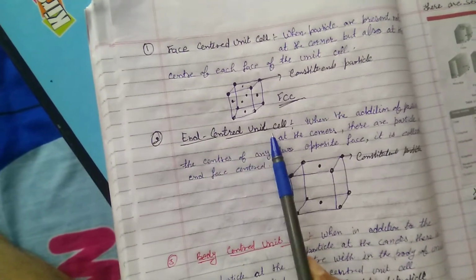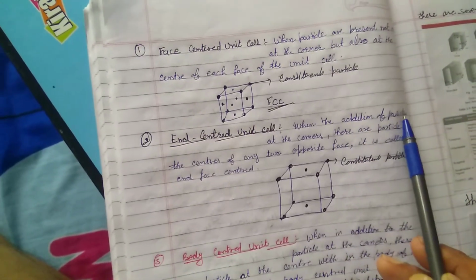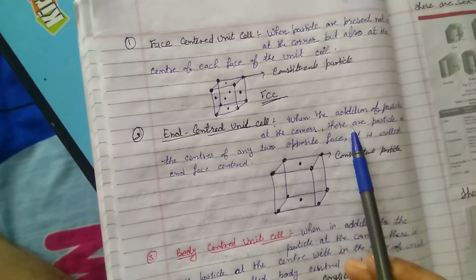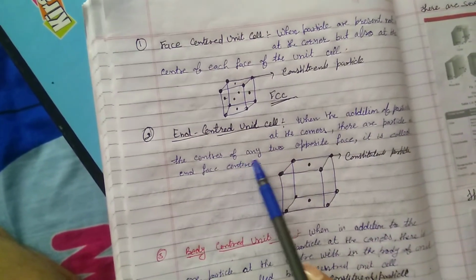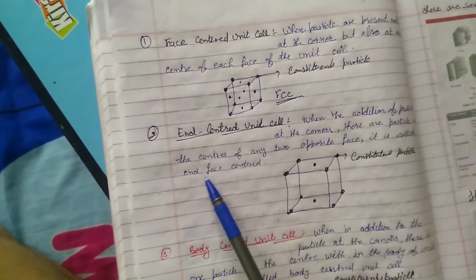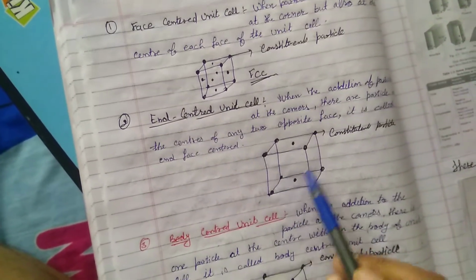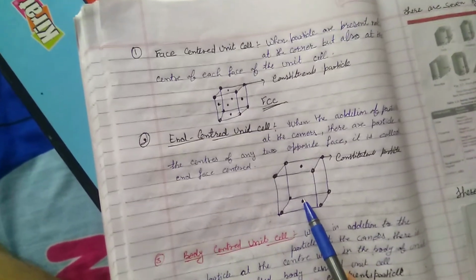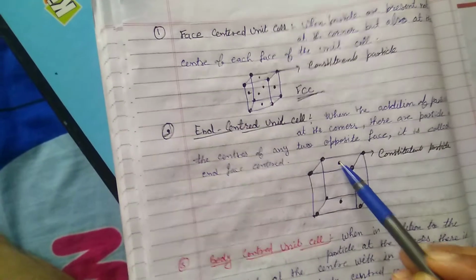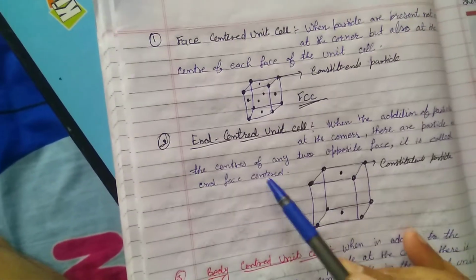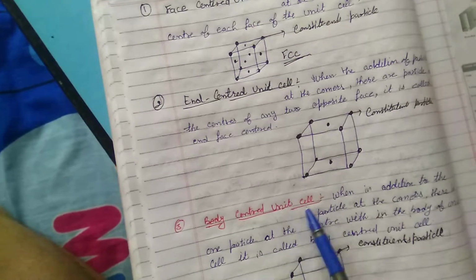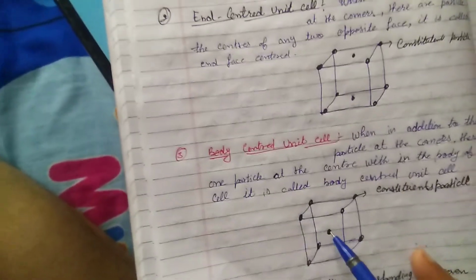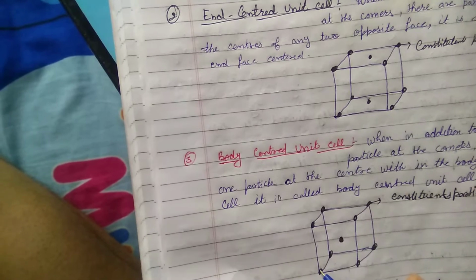Second one is end centered unit cell. When in addition to the particles at the corners, there are particles at the center of any two opposite faces, it is called end centered, means it has 6 faces and in any two opposite faces each constituent particle is present. Okay, end centered means any two faces. Third one is body centered, means one particle present within the body and each corner has one constituent particle.